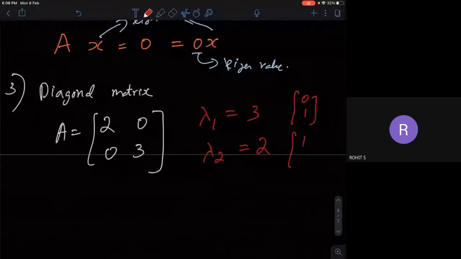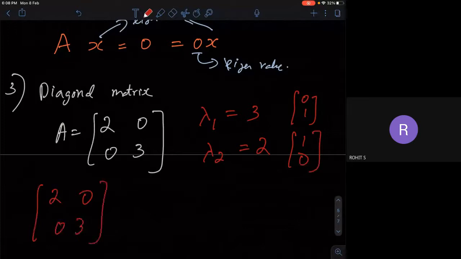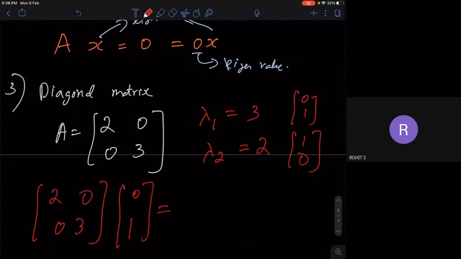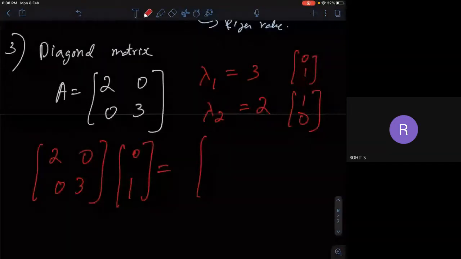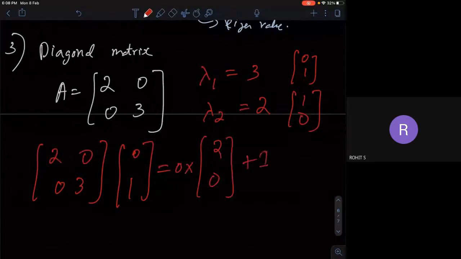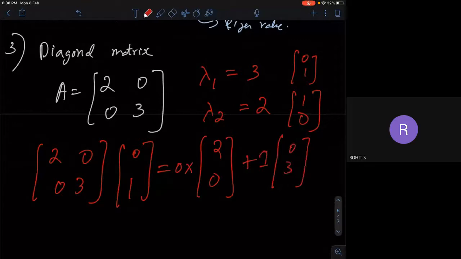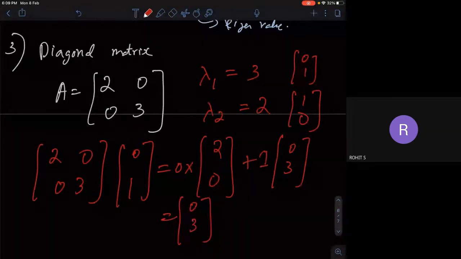Okay, so this is 1, 0. And why am I writing that? So let's just solve it. Take the matrix times 0, 1. Can you solve it? Okay, let me write it again so that you come to terms with this way to see the multiplication. So this is 0 times 2, 0 plus 1 times 0, 3. And this is 0, 3. Right.